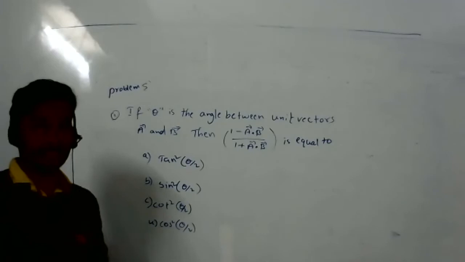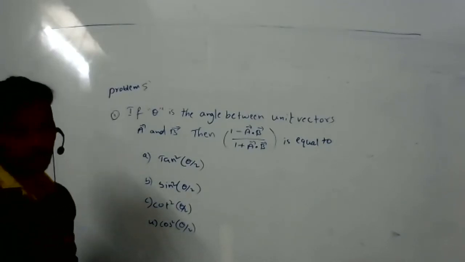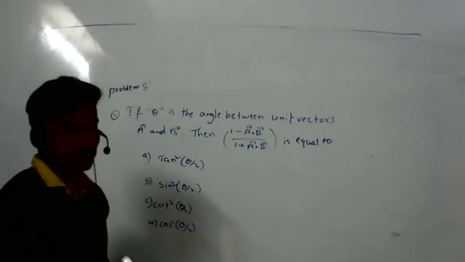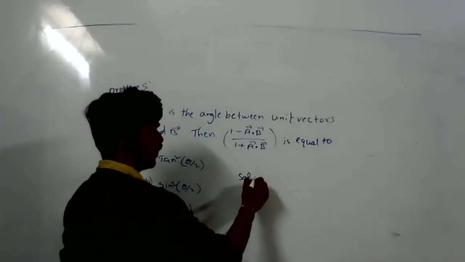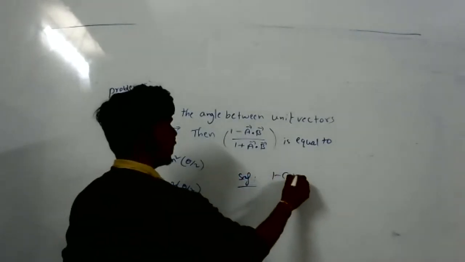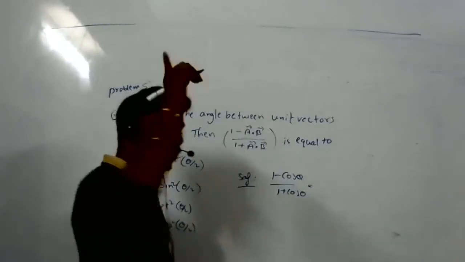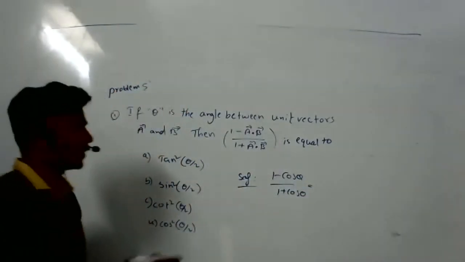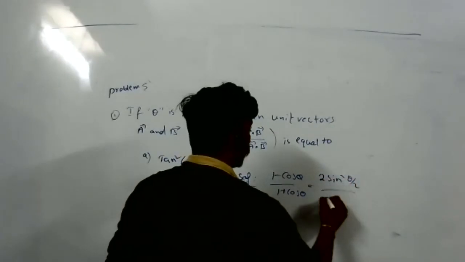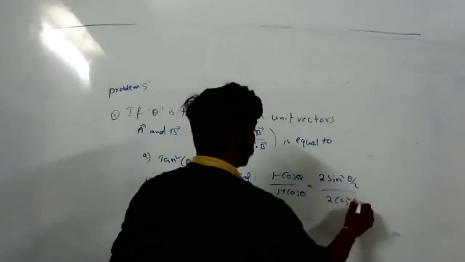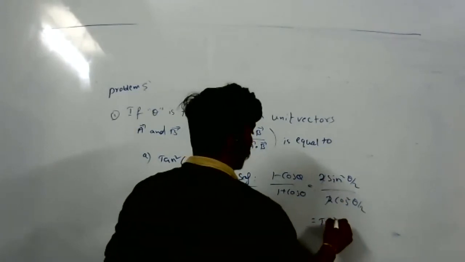Because everyone should understand. Since magnitude of A into magnitude of B into cos theta, you will get 1 into cos theta. So 1 minus cos theta by 1 plus cos theta. Very nice. 1 minus cos theta, how to write? So 2 sine square theta by 2, over 2 cos square theta by 2, equal to tan square theta by 2. Nice.